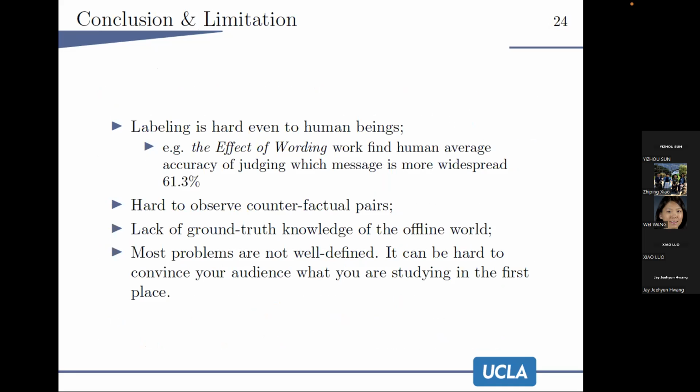And some of the limitations in this line of work and some of the conclusions I have are, first, we find that labeling is hard even for human beings. Normally, in a lot of work that many of us have done before, by having human labeling, we can usually achieve very high accuracy, easily higher than 80%. But in the previous work, the effect of wording, we find that humans achieve an average accuracy of only slightly over 61%, which definitely means that this kind of work itself is somewhat difficult.